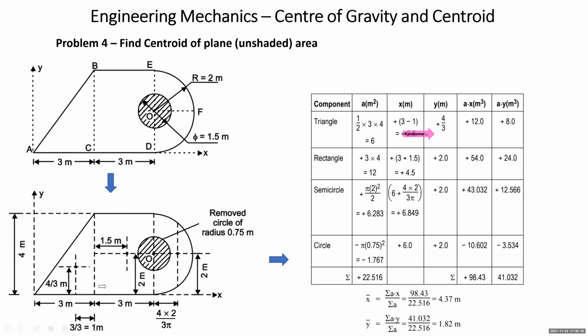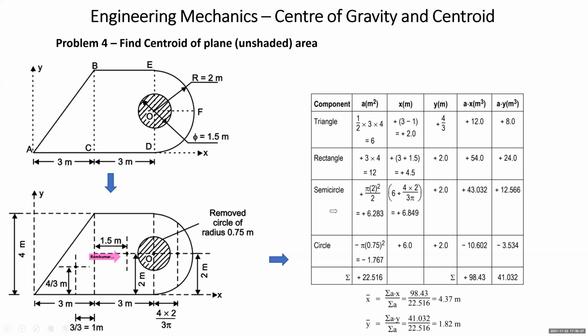Now you have to read the coordinates of this point. This point is right of the y-axis, so the x coordinate is positive. What is that? 3 plus 1.5, 4.5. The y coordinate of this point is to be measured. Is it above the x-axis or not? What is that? Plus 2. Now we come to the semicircle. The semicircle is of radius 2 meter.